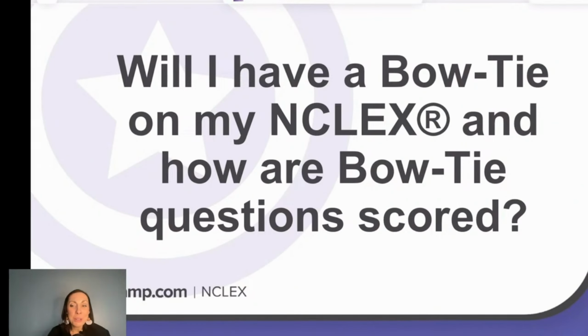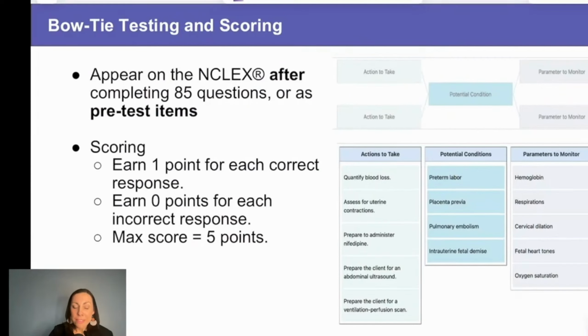So a big question we get is, will I have a bow tie on my NCLEX? And how are bow tie questions scored? Great question. They appear on the NCLEX after completing 85 questions, and you could also see them as pre-test items. So how are these scored? The good news about bow tie questions is that you're going to earn 1 point for each correct response, so you can get up to 5 points. Obviously 0 points for any incorrect box, but 1 point for each correct answer.